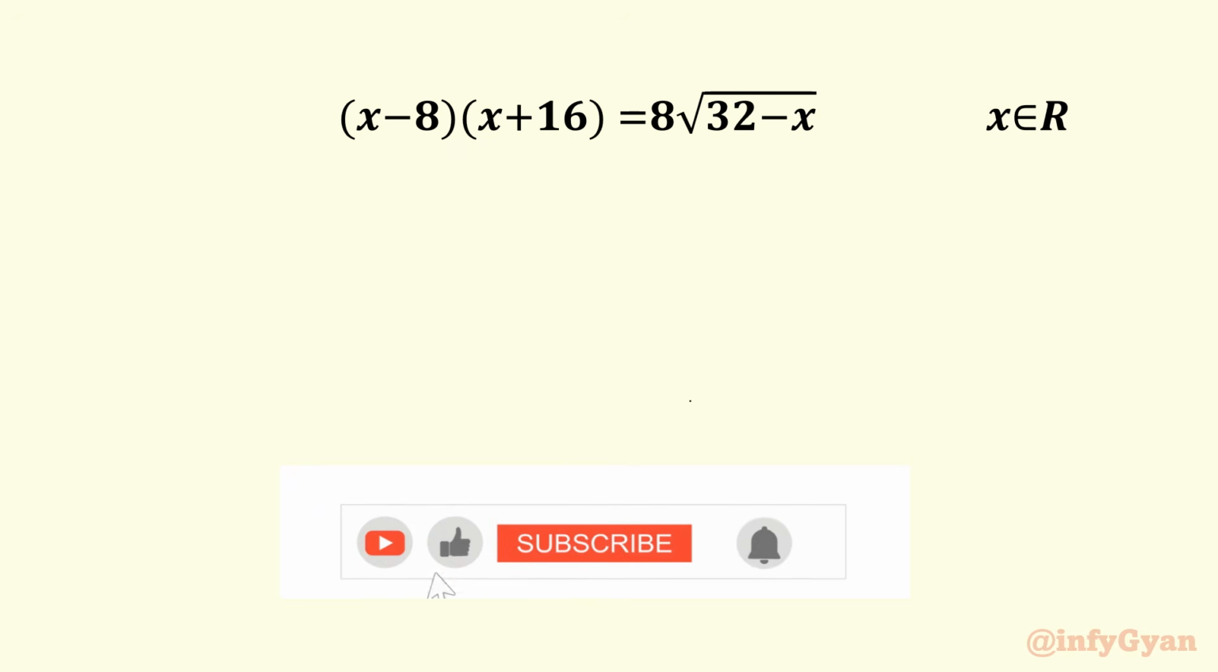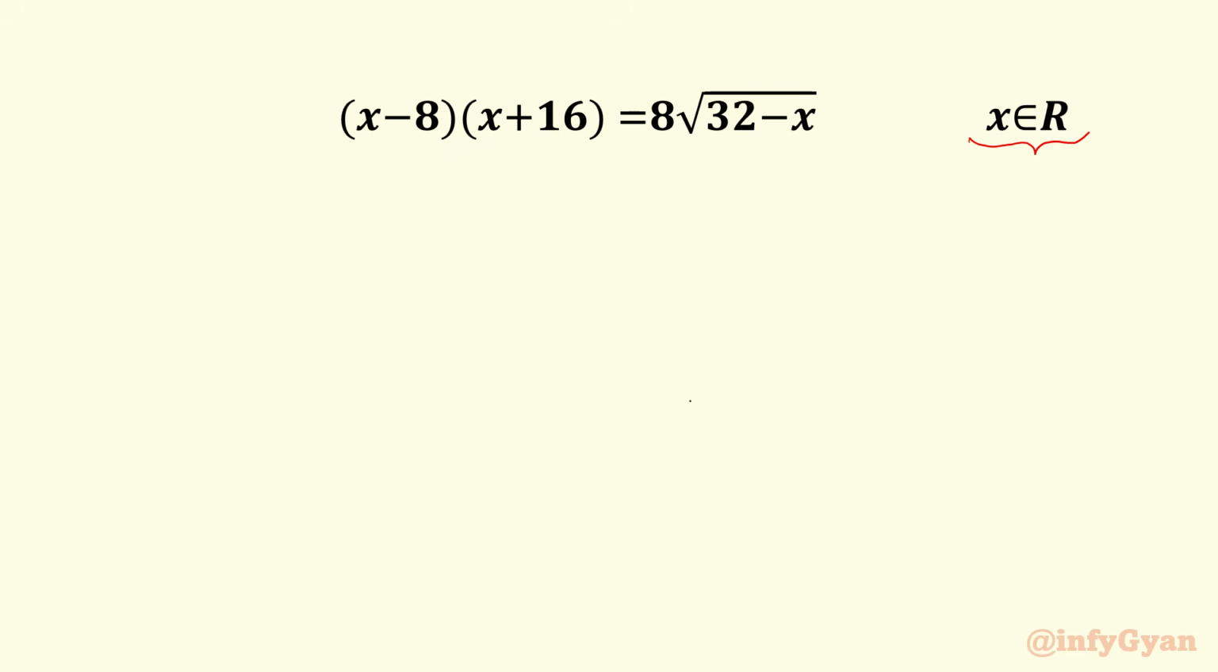In this video, we'll be solving one very interesting and challenging radical equation for the real values of x. So let's get started. Here we have 8, here we have 16, here we have 8, here we have 32. So I am thinking about 4 times 4 equal to 8 times 2.